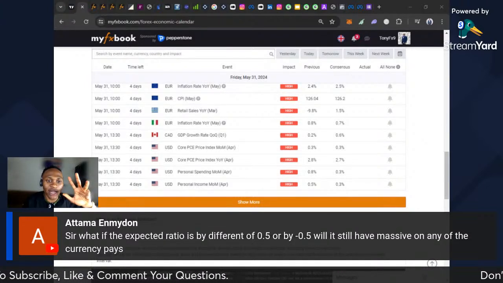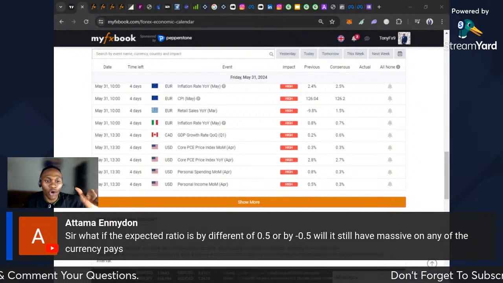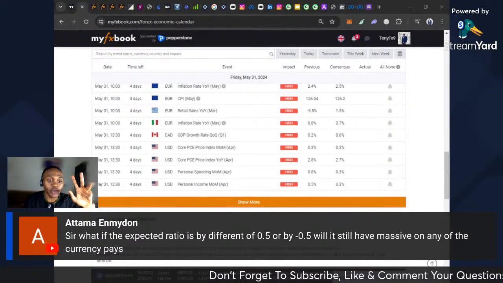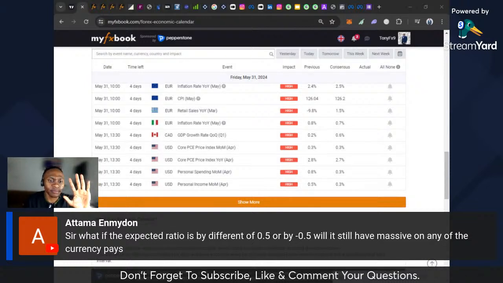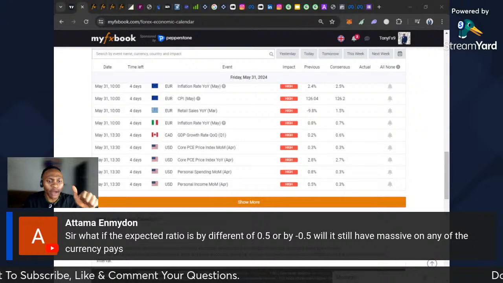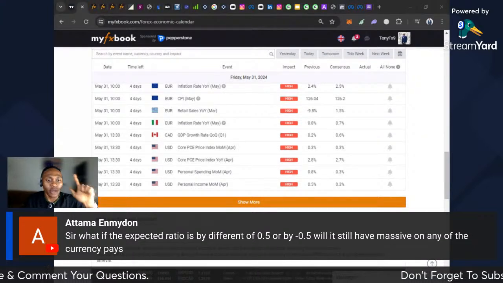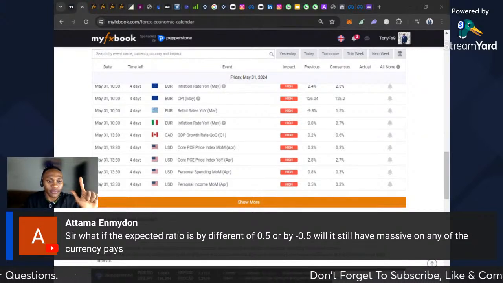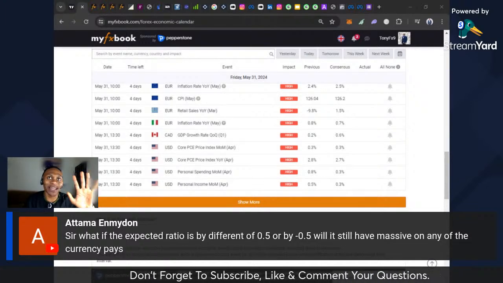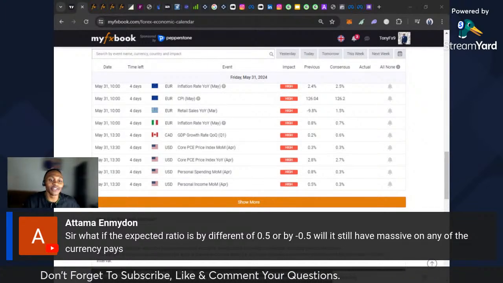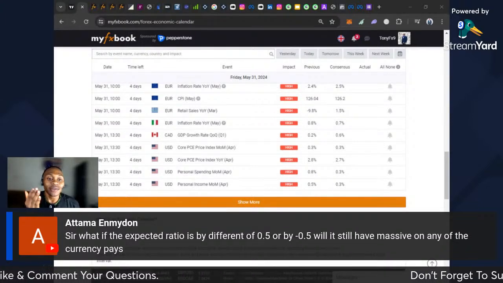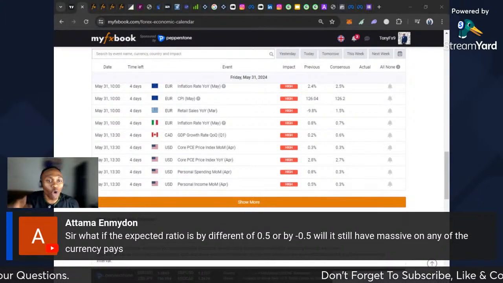Are you guys there? Non-farm payroll, CPI, interest rate, retail sales, and goods trade balance. Anything that has to do with jobs, okay? Non-farm payroll, interest rate, CPI, retail sales, and goods trade balance. These are high impact news. Even if the difference is 0.1%, it's going to move the market 10 to 50 pips, 50 to 100 pips.